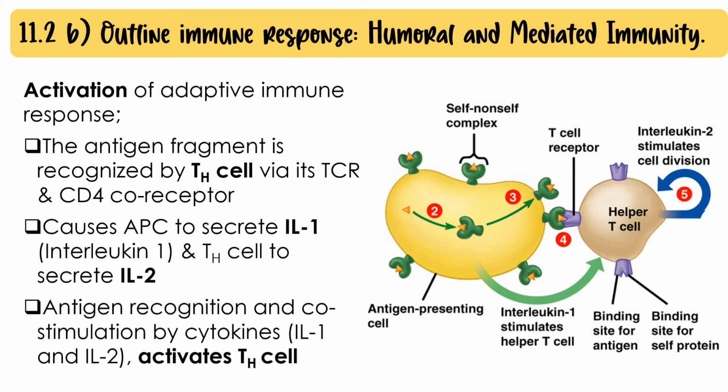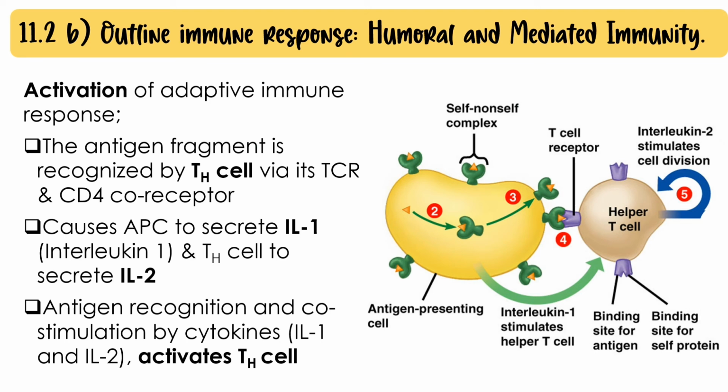As mentioned earlier, there are different types of helper T cell based on the antigen binding site of the T cell receptor. Only the T cell with a T cell receptor that is able to recognize the antigen fragment currently presented on the MHC II will bind to the antigen fragment. The binding then triggers the APC to secrete a group of chemical called interleukin-1 or IL-1. Simultaneously, the Th cell will secrete IL-2.